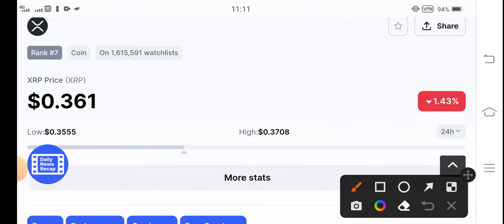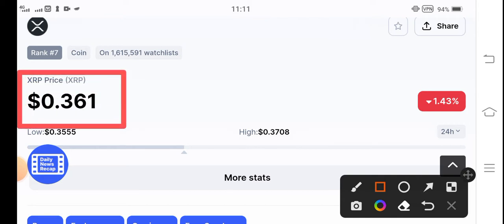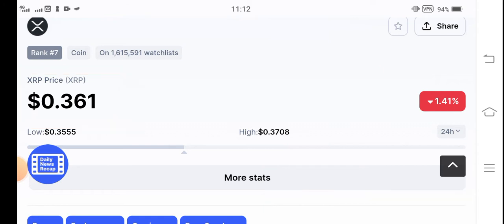So guys, the current price of XRP is 0.361 US dollar, 36 cents. That is the current price of XRP in the market. And if you talk about the price change, it is negative 1.43%. XRP price changes are negative, guys. And if you see the highest price of XRP, it was 0.37, and now the current price is 36 cents. So in the last 24 hours, the price of XRP increased by only 1 cent.